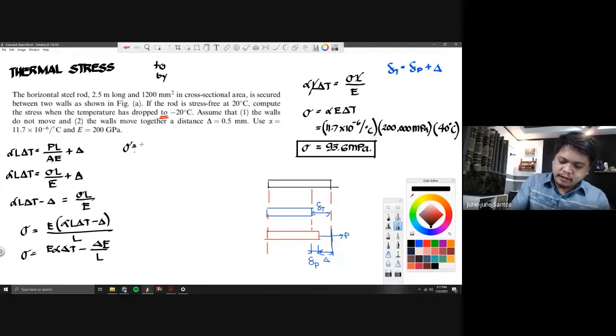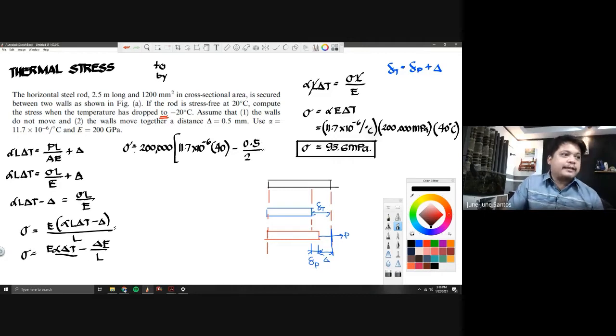Stress is equal to E alpha. Sige, ito na lang gamitin ko. So, 200,000 in megapascal. And then alpha L, alpha, 11.7 times 10 to the negative 6, and then multiplied by delta T. So that is equal to 40 degrees Celsius, and then minus, we can have delta 0.5 mm all over 2,500. Okay, so we will be having here 2,500. Ito yung original length, no?